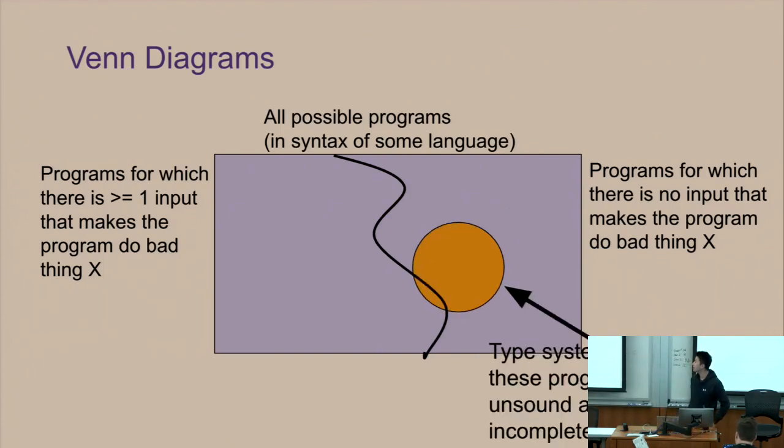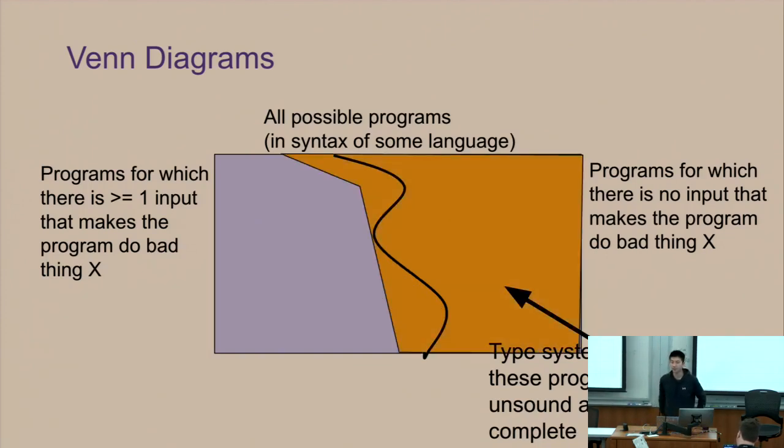What about this case? This is a type system that would be unsound and incomplete. It is incomplete because it rejects lots of programs on the right side that are good, but it also accepts this little part, the intersection, that are bad. So this is unsound and incomplete. That's bad. What about this type system? This type system accepts all programs that are good, so it is complete, but it is unsound because there are intersections between the yellow part and the left part of the Venn diagram.